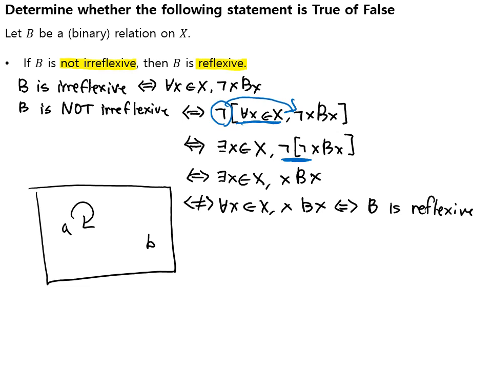So this is a picture in which the relation B is not irreflexive. The reason is that there exists an element, namely A, that is related to itself. But we can also see that the relation B is not reflexive, because there exists an element that is not related to itself, namely B. So this statement is also false. Okay, so let's move on.